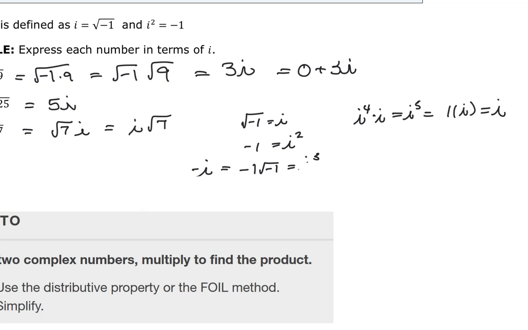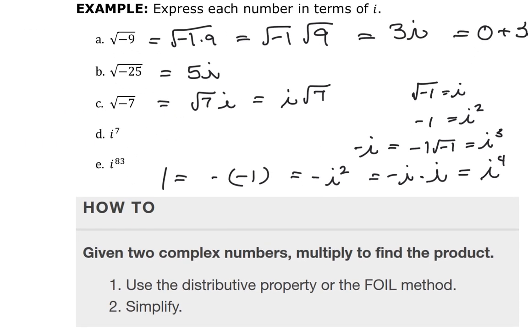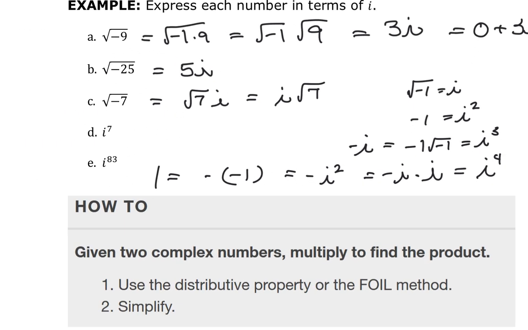So let me erase this. Let me move on over here. I have no idea why that's not erasing, so let me try it again. Let me just erase that to get it out of the way.